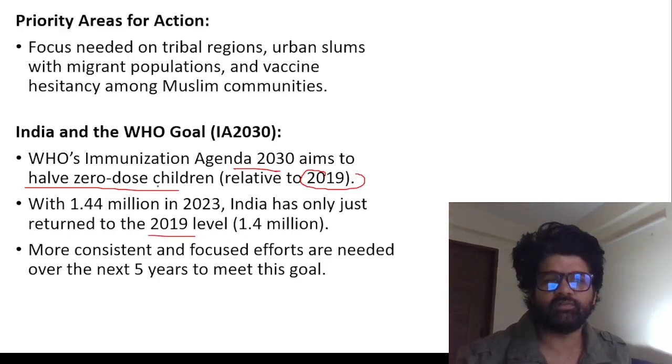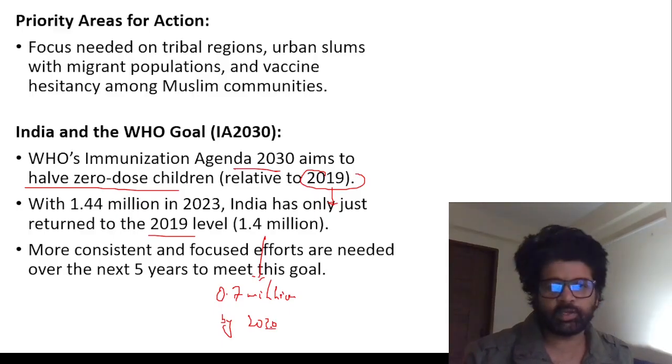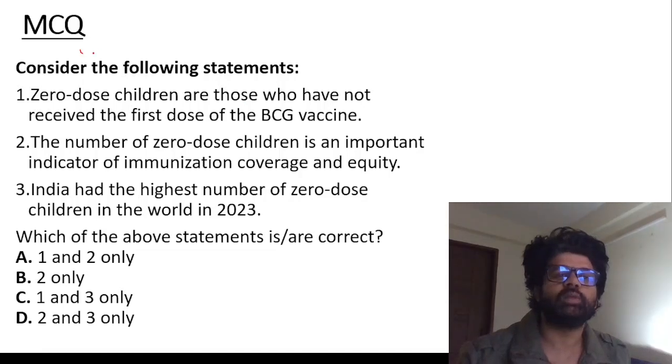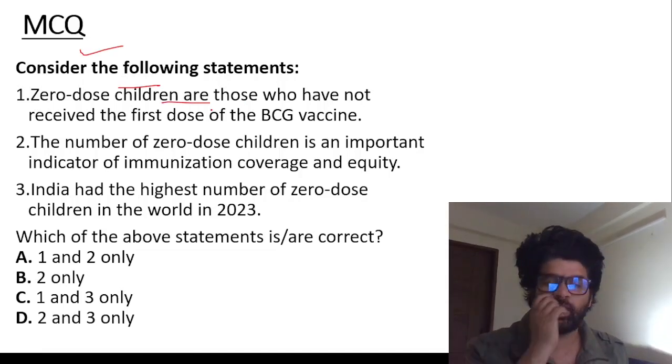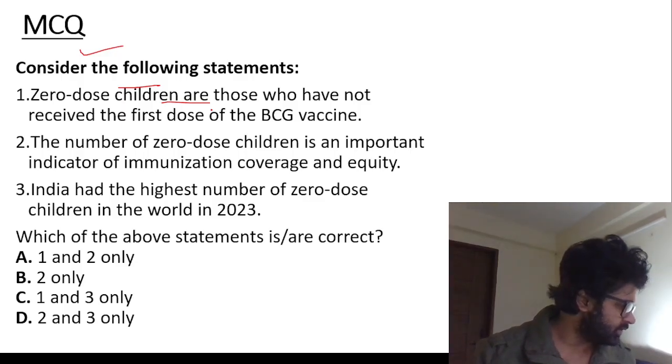So we have to aim to halve zero dose children. Whatever zero dose children was there in 2019, our aim should be to reach 0.7 million by 2030. We're still a long way ahead. But again, Modi sir is here. Modi hai to mumkin hai. So let's see how things pan out. So let's solve some question. MCQ. Zero dose children are those who have done what? Or who are zero dose children?